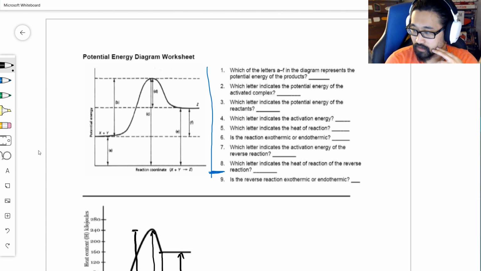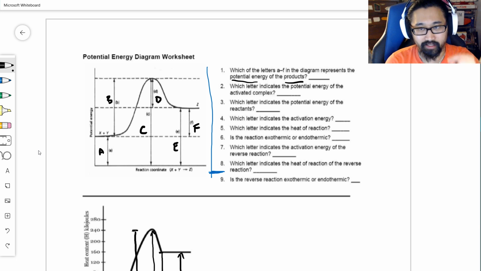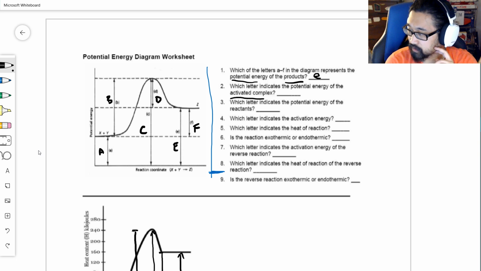Now this one, the letters were a little hard to read. This was A, this was B, I got C and D, E, and F. Right, so if I'm looking for A through F, what is the potential energy of the products? Well, that's kind of like the heat content of the products from down below. So that should have been letter E. Let me do it lowercase so it's more obvious. Activated complex, well, that's top of the hill. That's going to be letter C. Potential energy of just the reactants, that's going to be A.